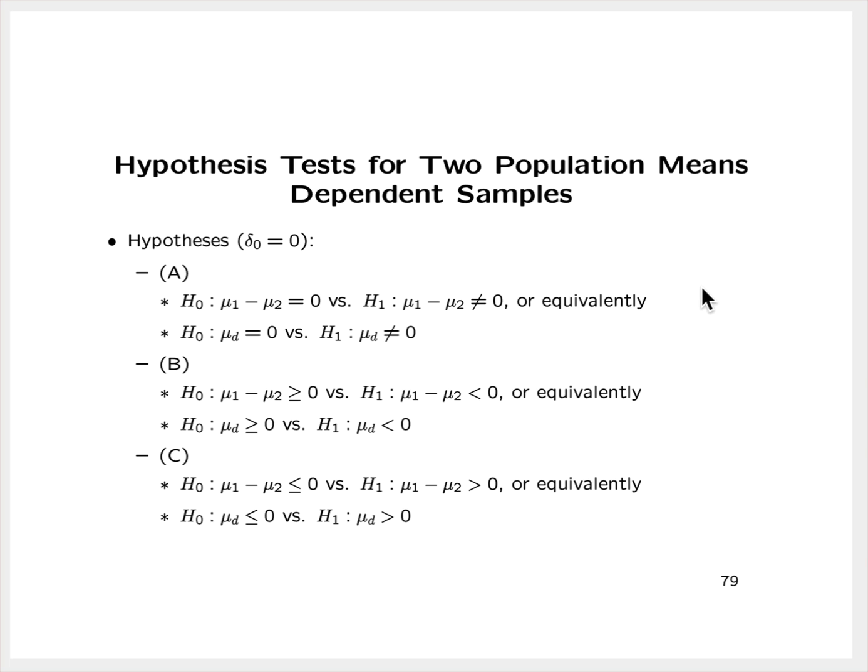Okay, so if the hypothesized difference is equal to 0, then we can state the hypotheses in these three ways. So for the three types of hypotheses: a two-tailed test, a left-tailed test, and a right-tailed test. And for each of these, we can state the hypotheses either in terms of a difference between the two population means or in terms of a single population mean. And so again, we see how to express these hypotheses in those two ways.